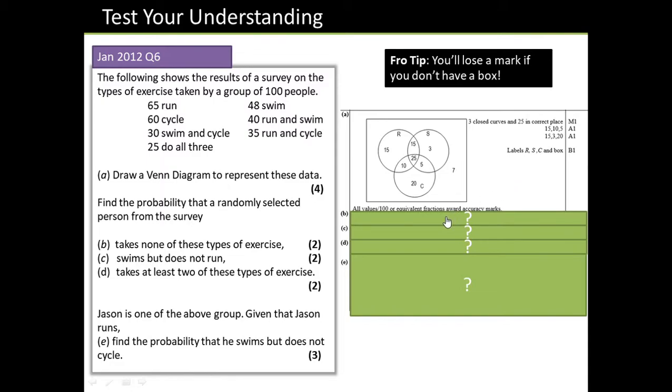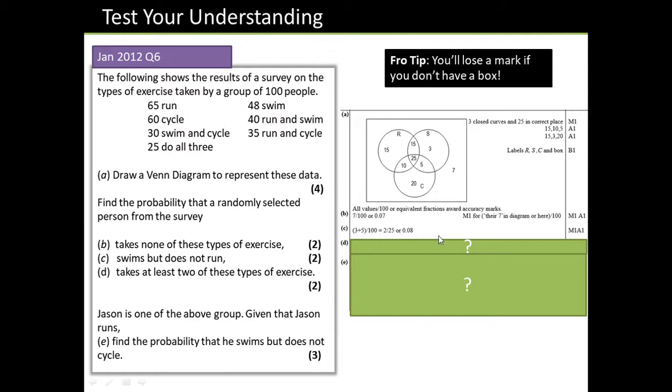Part B then, we've got 7 out of 100 or 0.07. That's, none of them takes the exercise, so that's out here. Part C, swims but does not run. So if someone swims, they're in this circle, but they're not allowed to be one of these two people. So there's only 8 of those. So that's 8 out of 100.